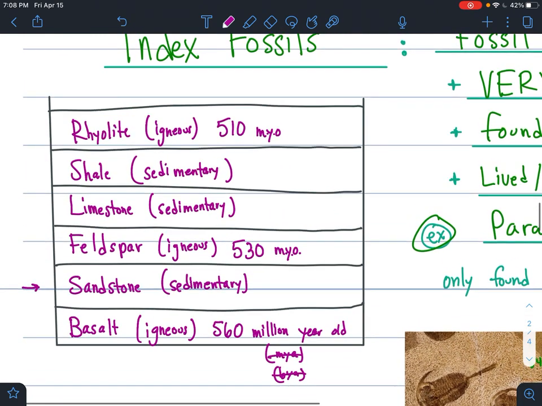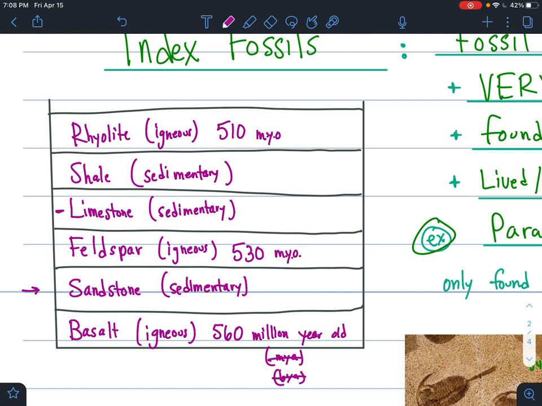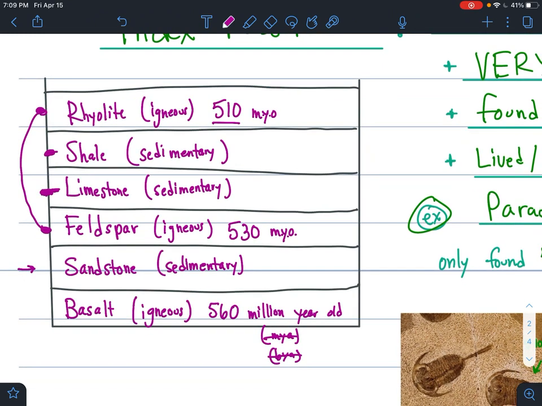Now, because of the law of superposition, we know that the limestone came before the shale, otherwise the shale wouldn't be on top of the limestone. So we know that the limestone is older than the shale, and we can use relative dating: if the feldspar is 530 and the rhyolite is 510, we can come up with ideas about when the limestone formed, which would be closer to 530, and when the shale formed, which would be further from 530 and closer to 510 because it's closer to that layer. So you can see how we can combine igneous and sedimentary rock layers, the law of superposition, and relative age to determine some ages.